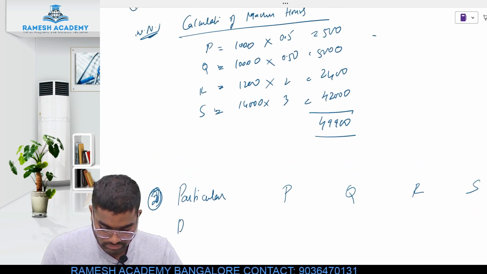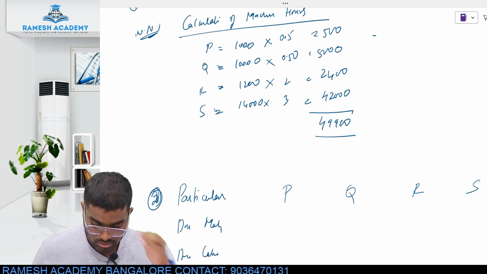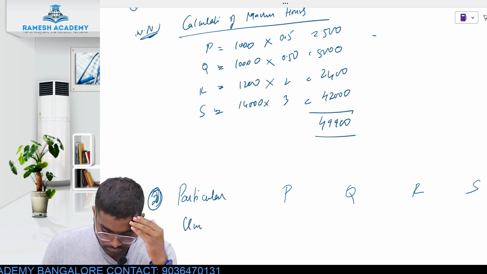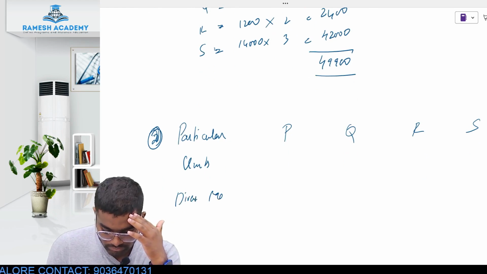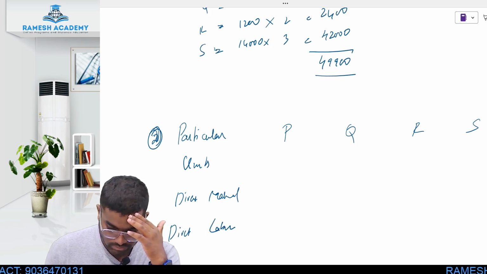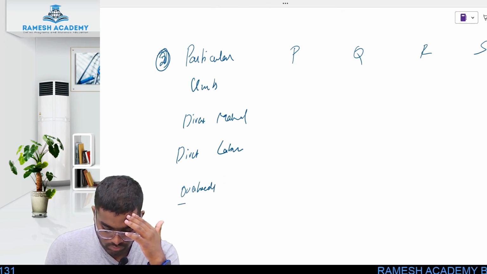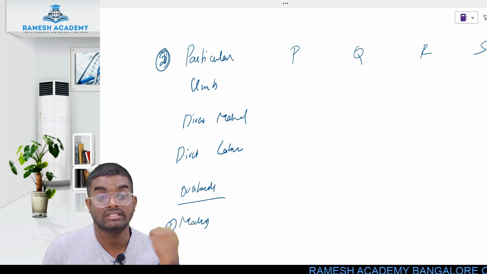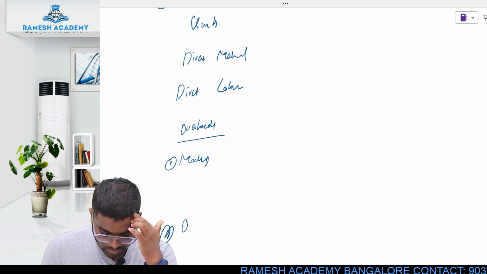So that's it, calculating the cost, direct material, direct labor as usual. But before that, please don't forget units. So it will be easy for you guys. So direct material, direct labor. Then I think we can jump into overheads. What was the first overhead? Machining. Because overheads related to machining, so that's the reason. Then I think we had ordering cost.